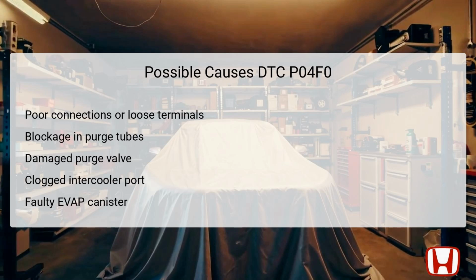To accurately troubleshoot DTC P04F0, it's critical to consider potential causes that could contribute to this error. One common issue is poor connections or loose terminals at critical points, such as the EVAP canister, purge valve, and the powertrain control module, PCM, which could interrupt proper signaling or functionality. Additionally, blockages can occur in the purge tubing, obstructing the vapor flow necessary for normal operation.